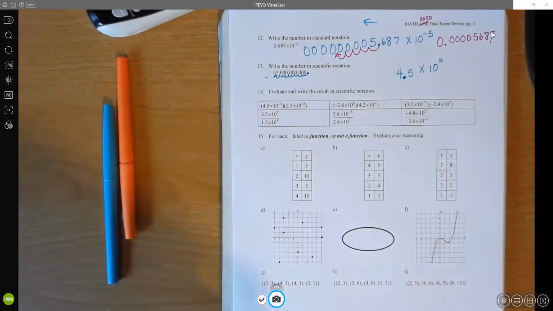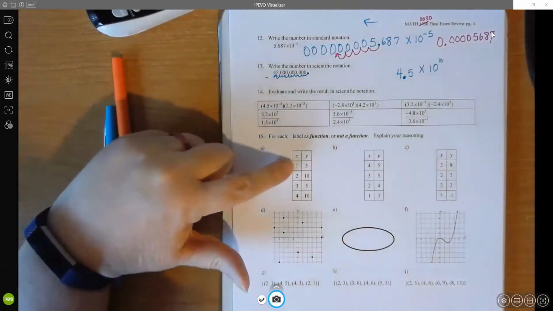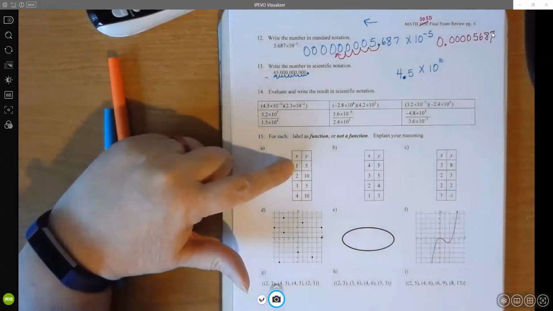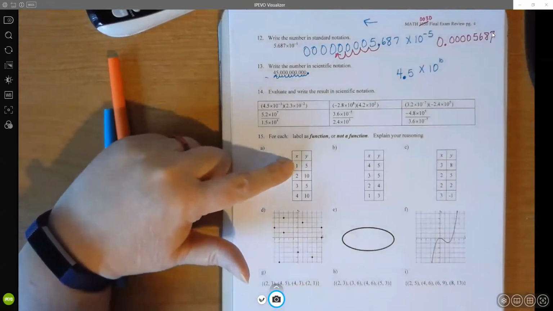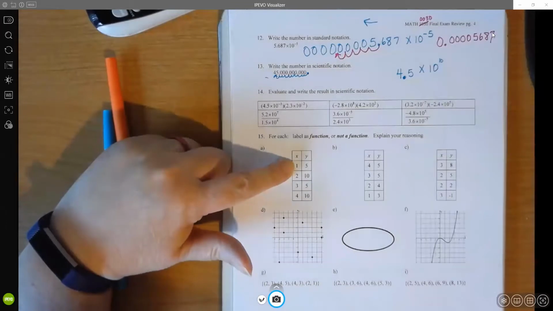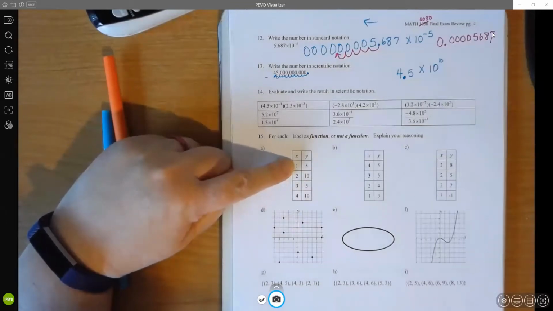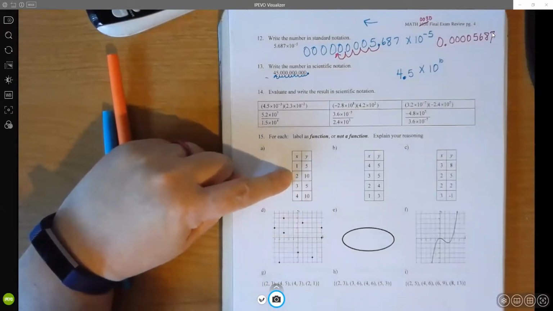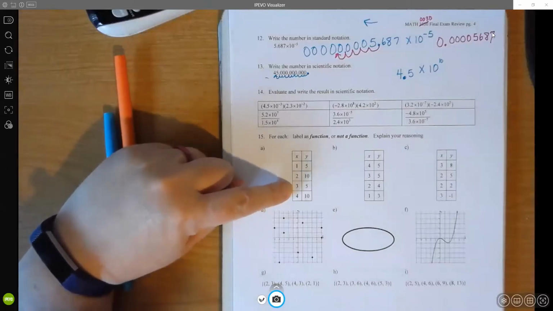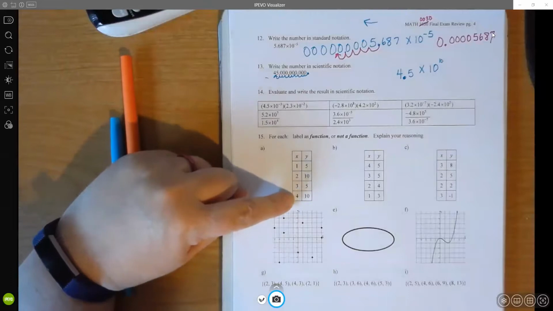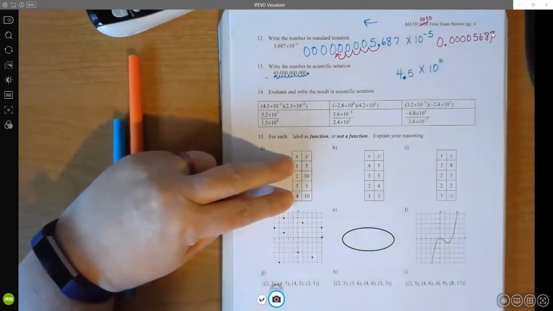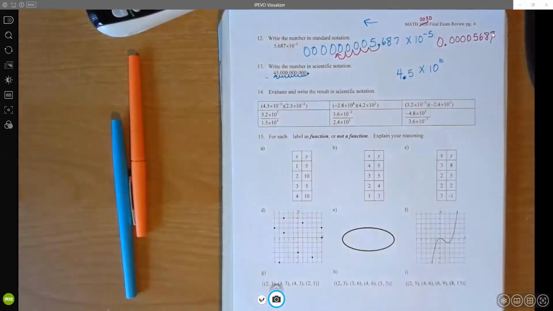That means that as I look down the input, if I ask what goes with 1, you can only give me one answer. For 1, there is only one answer, a 5. For 2, there is only one answer, a 10. For 3, there is only one answer, a 5. For 4, there is only one output, a 10. Now, it doesn't matter that 1 and 4 share the same answer, because they're sharing an output.